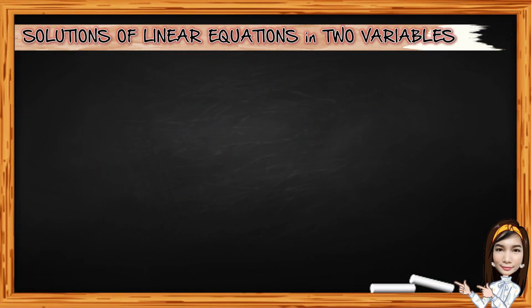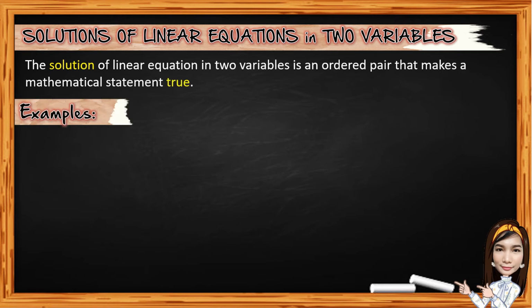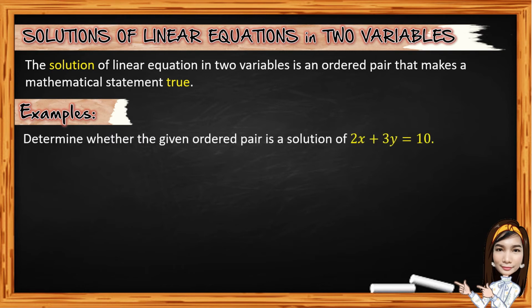Next, let's proceed to the solutions of linear equations in two variables. The solution of a linear equation in two variables is an ordered pair that makes a mathematical statement true. Now, for you to understand, let's have the following examples. Determine whether the given ordered pair is a solution of 2x plus 3y equals 10.